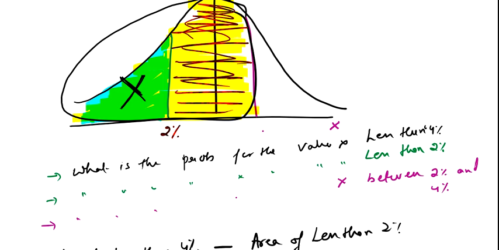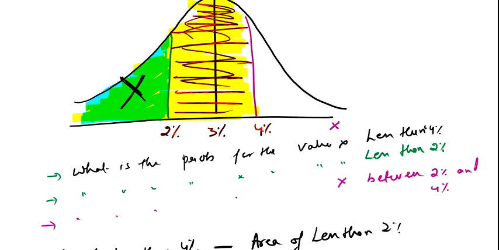This one is 2%, this one is 4%, this one is 3%. Clear? Hopefully you got the theme. What I would like to say is that we will find out the difference between the two cumulative probabilities to find out this probability.